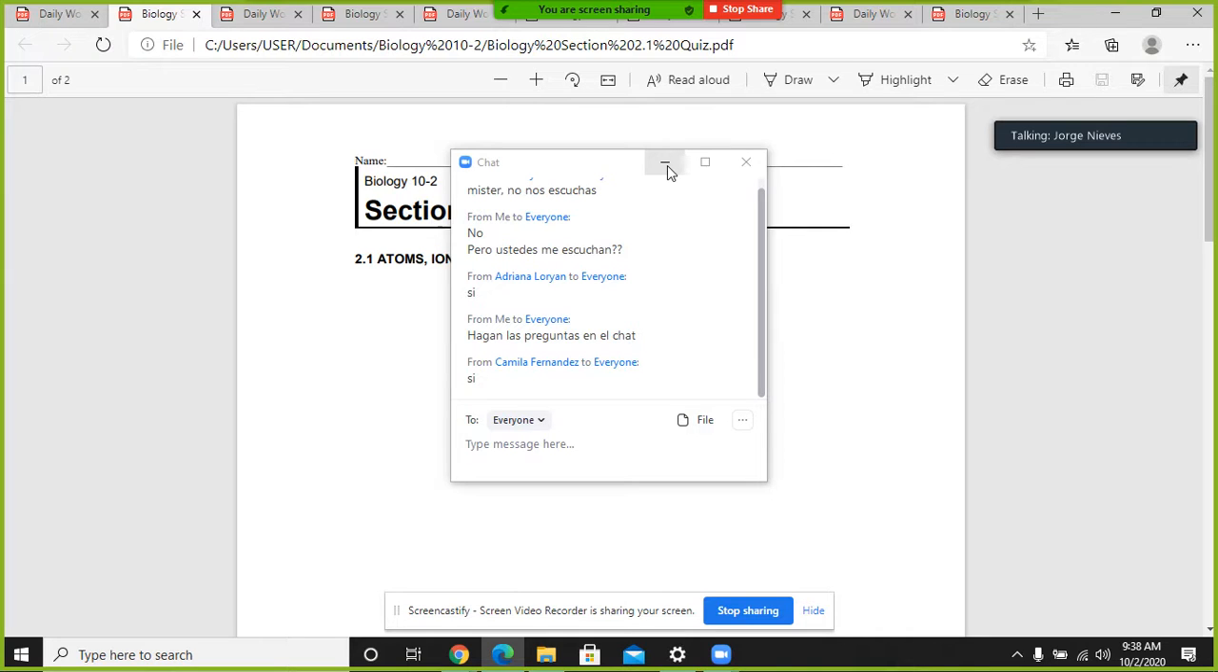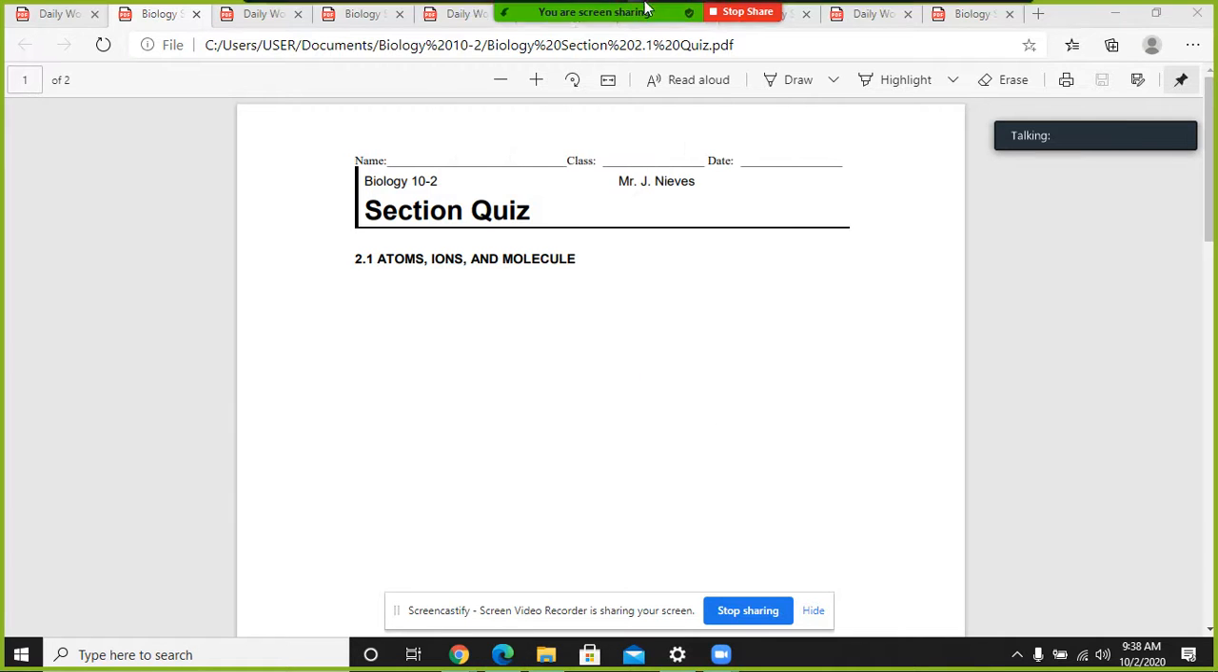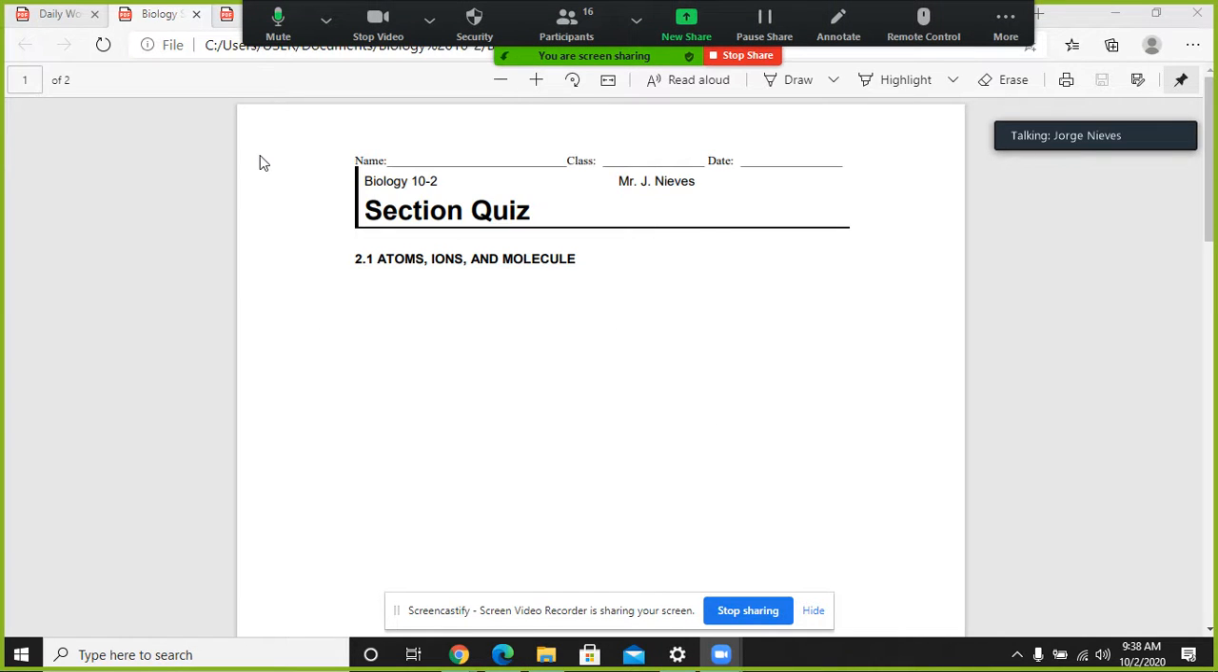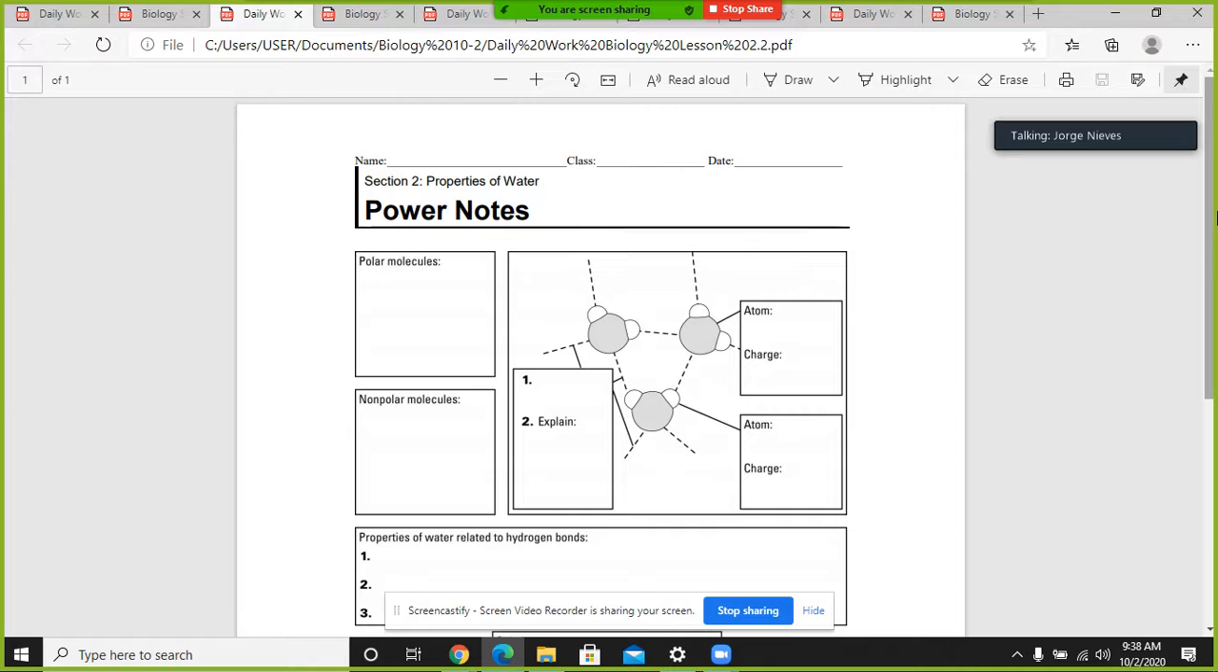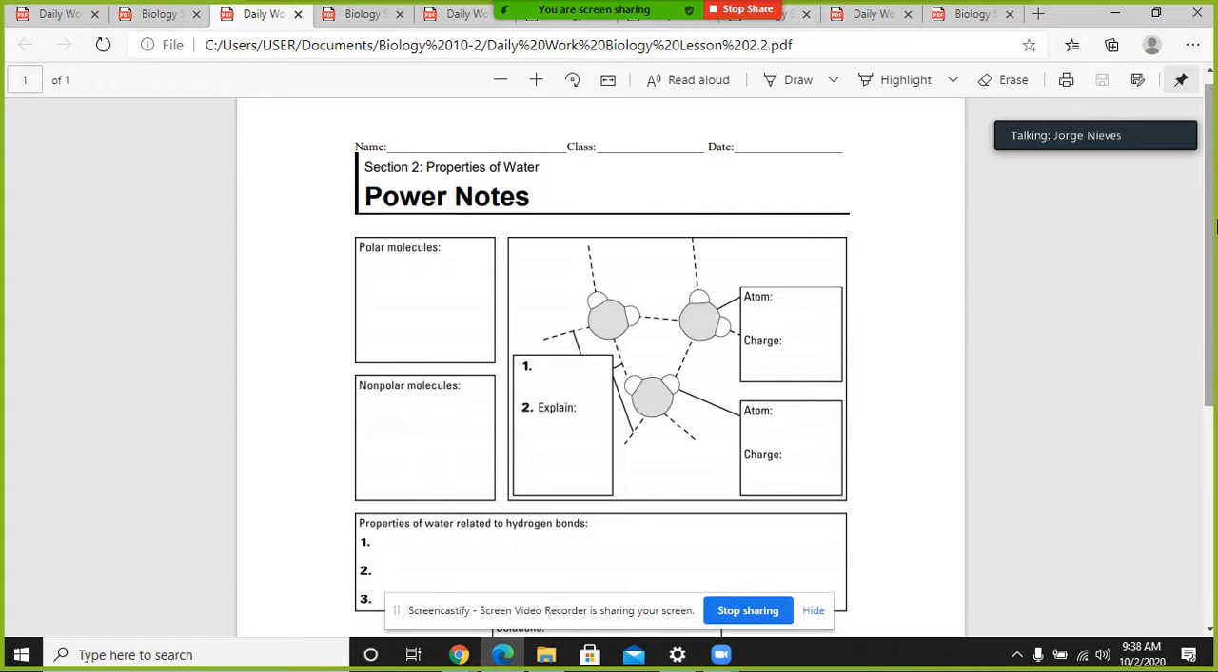Well, let's go to section 2.2, daily work. Section 2.2, or lesson 2.2, was properties of water. So we have to start by defining what a polar molecule is. A polar molecule is a molecule that has regions with slightly electrical charge due to uneven sharing of electrons.